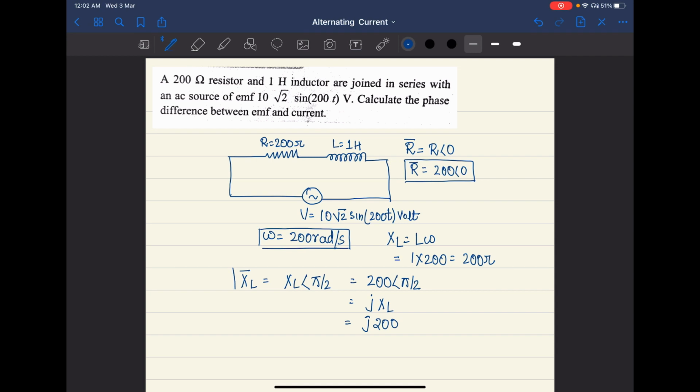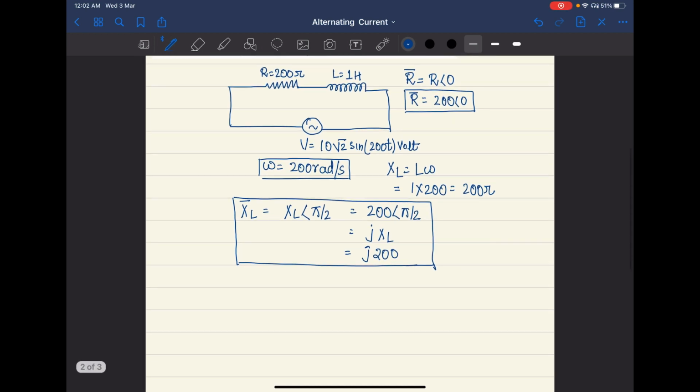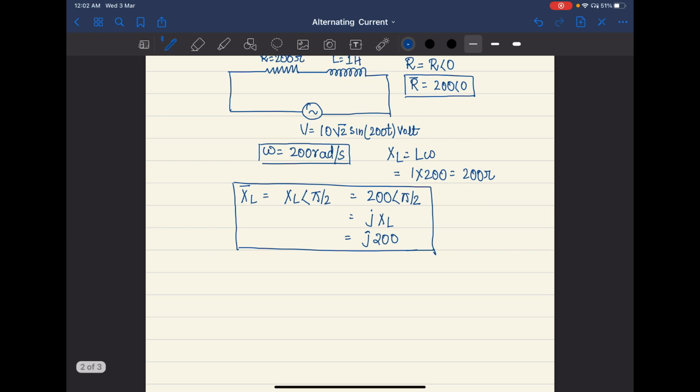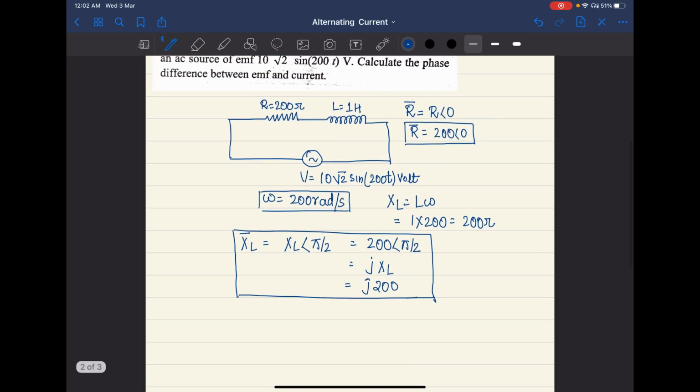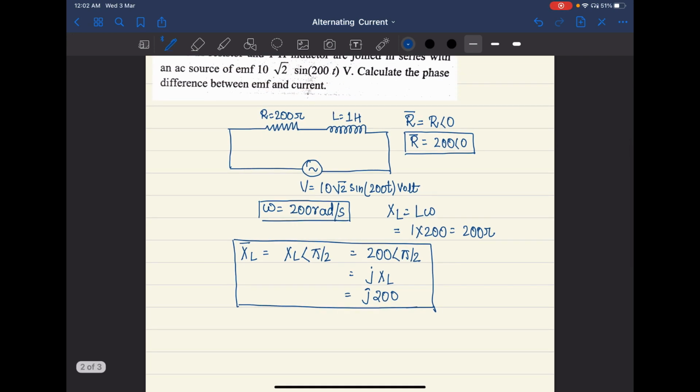This we have to remember, this is how we can write the XL phasor. In phasor form you can write XL phasor as XL angle pi by 2, or we can also write j cap XL. Depending on the situation, we can use either form here.